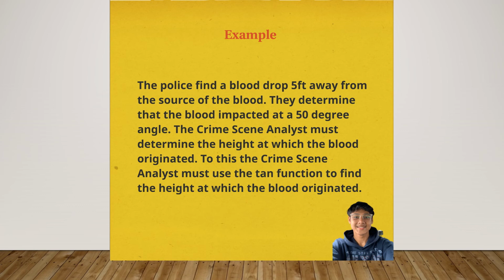In here, I want to explain about an example of trigonometry in a crime scene. The police find a blood drop 5 feet away from the source of the blood. They determine that the blood impacted at a 50-degree angle. The crime scene analyst must determine the height at which the blood originated. To do this, the crime scene analyst must use the tan function to find the height at which the blood originated.